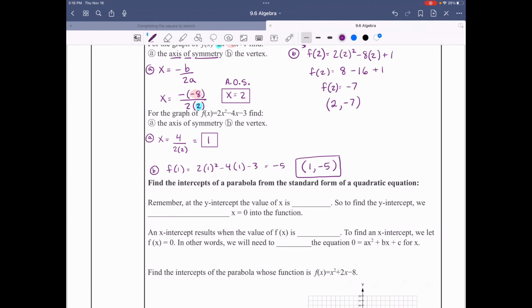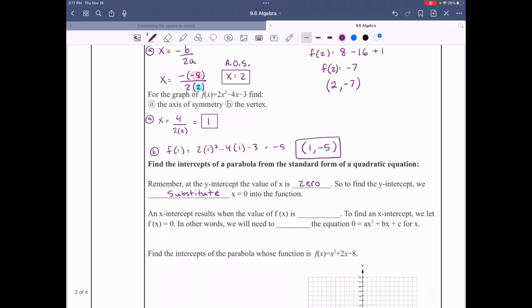In this next section, we're being asked to find the intercepts of a parabola from the standard form of a quadratic equation. Well, remember when we were trying to figure out the y-intercept? The y-intercept is when the x value is 0. So to find the y-intercept, we substitute x equals 0 into the function.